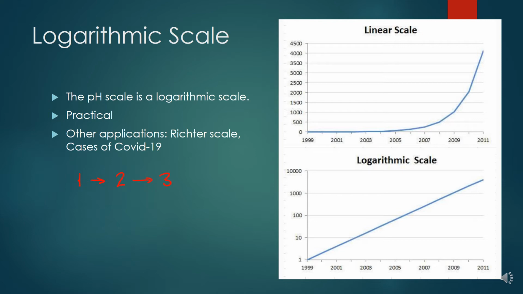Other applications of this are the Richter scale. If you have an earthquake that is 5 on the Richter scale, and then another earthquake is 6 on the Richter scale, that earthquake that was a 6 is 10 times as damaging as the one with 5. So that's what a logarithmic scale is. You can see the two graphs here showing the difference between a linear scale and a logarithmic scale.